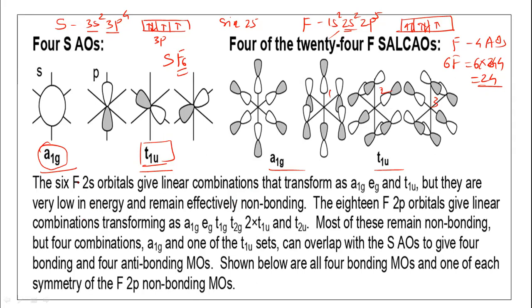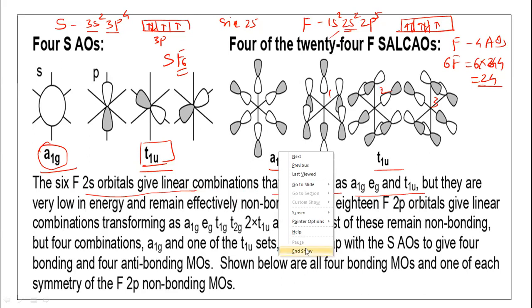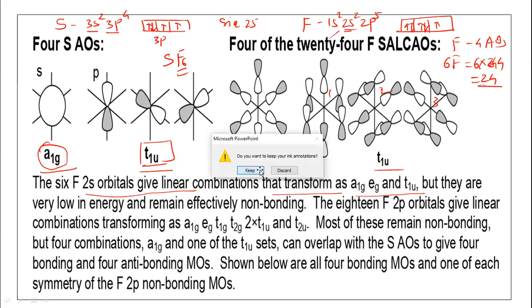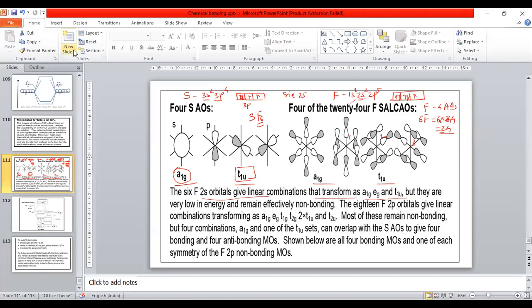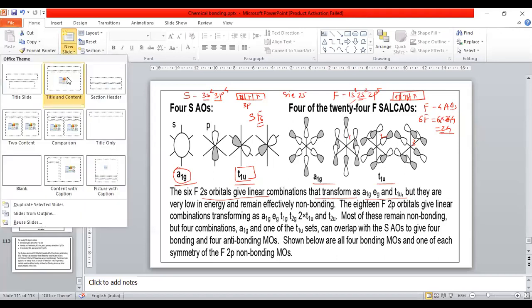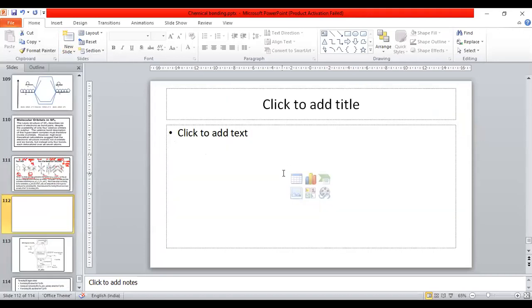First of all, the 6 fluorine 2s orbitals give linear combinations. That gives A1G, EG and T1U symmetric orbitals. Let us write this first. I would like to take one minute, a blank slide here to represent this. Understanding should be very important here because otherwise it becomes complicated for you.